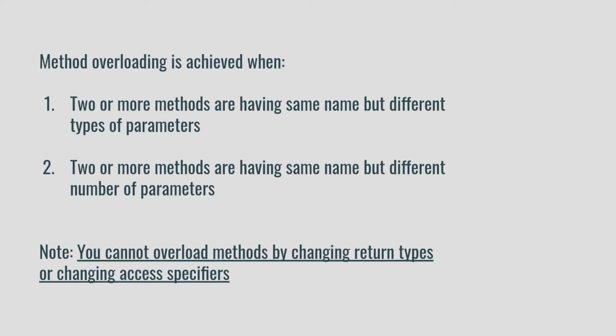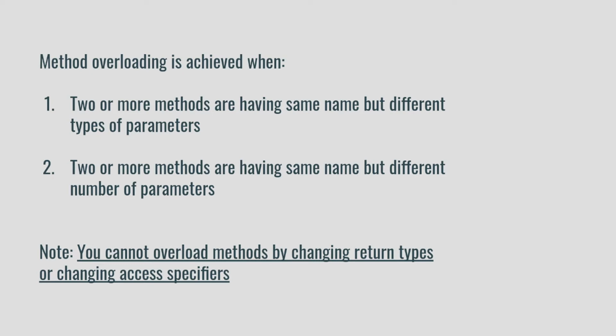So the first technique is that two or more methods are having the same name but different types of parameters. By different types we are referring to different data types of parameters. So let's say you have a method getName which has two parameters. First is some integer and second is some string parameter. And you have another method getName, but it has only a string argument, so it only has one parameter. This is how you could overload your methods by changing the data types.